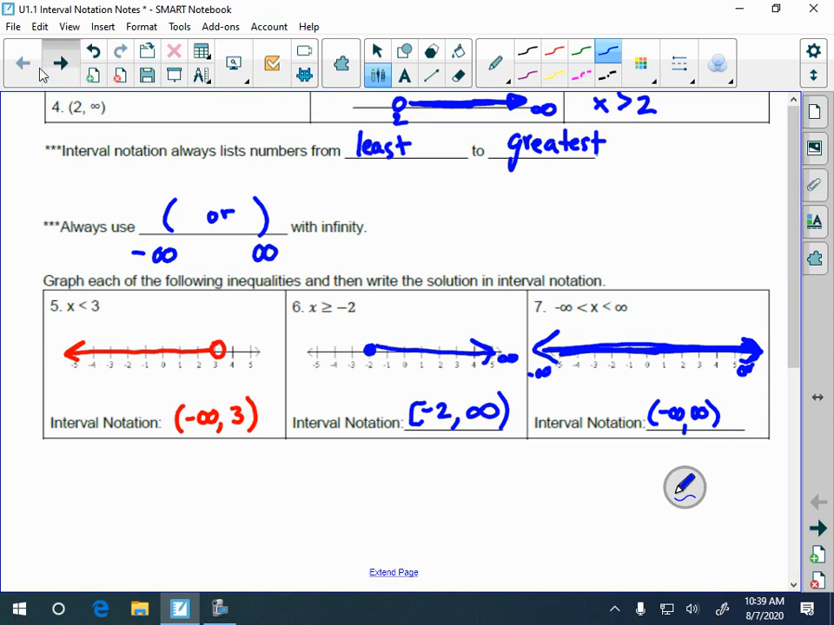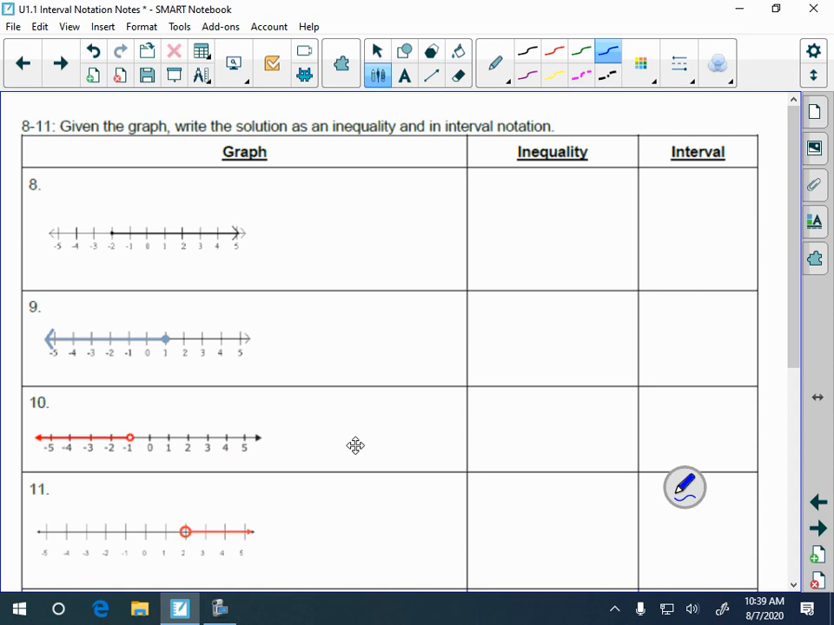All right, so let's keep going. This time, they give us the graph, and they want us to write the other two forms, inequality and interval notation. On the graph, on question 8, there's a closed circle on negative 2, and it's going to the right. So we can say x is greater than or equal to negative 2, because it's pointing to the right.